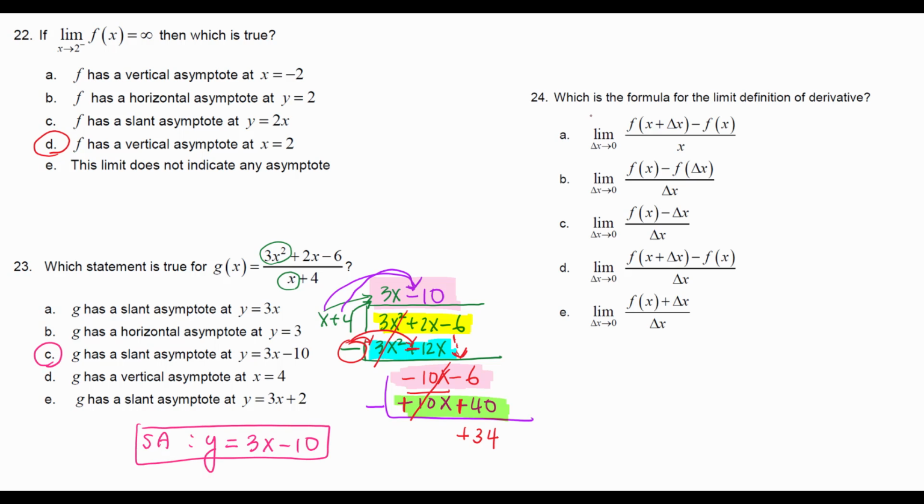Number 24, which is the formula for the limit definition of derivative. So definition of derivative, you shouldn't have forgotten, right? This was very important, and it was limit as delta x approaches 0 of f of x plus delta x minus f of x over delta x. So the answer is D.